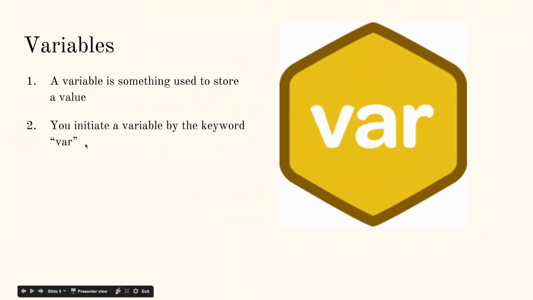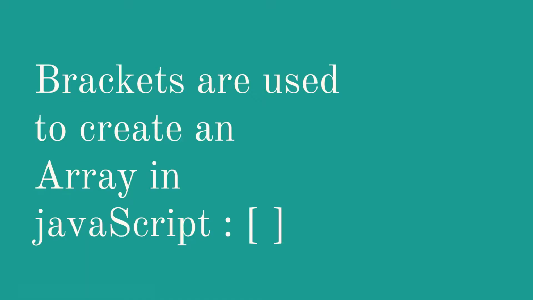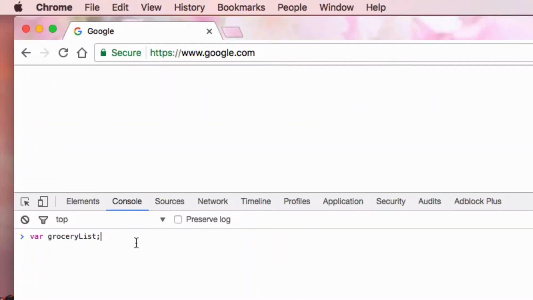Let's go on. The next thing is create an array. In JavaScript, brackets are used to create an array. These two bars right here. Since we just created our variable, we're going to come down here and just ignore the word undefined. I'll explain that in later videos. So now we have grocery list. We're going to change grocery list into a variable, into an array, sorry. So var, we're just going to type it again. And this time, we're going to say equal.